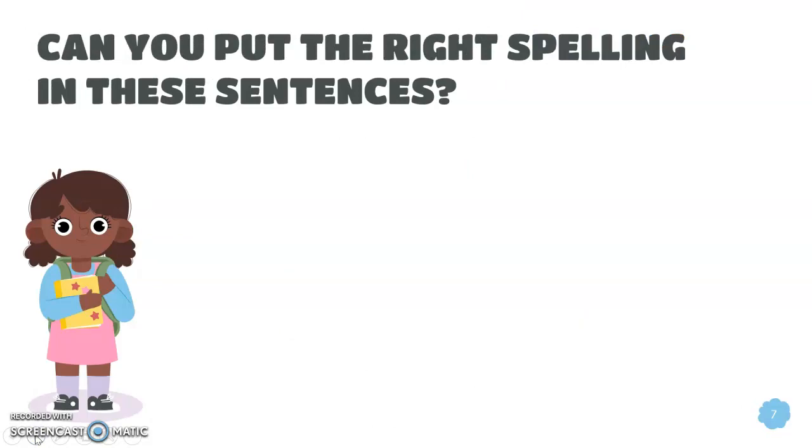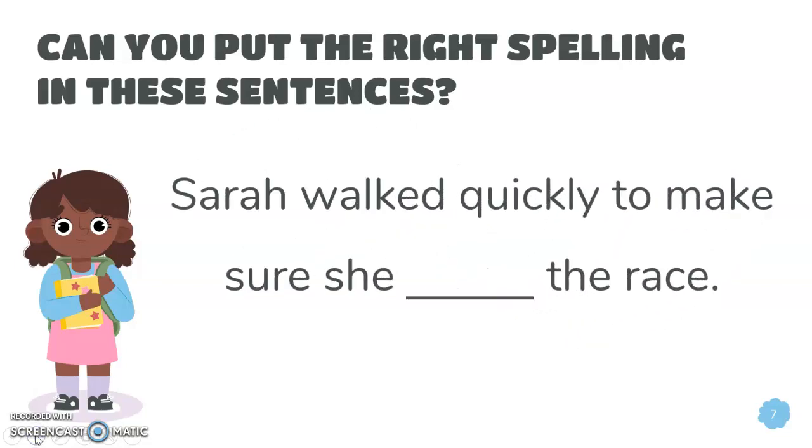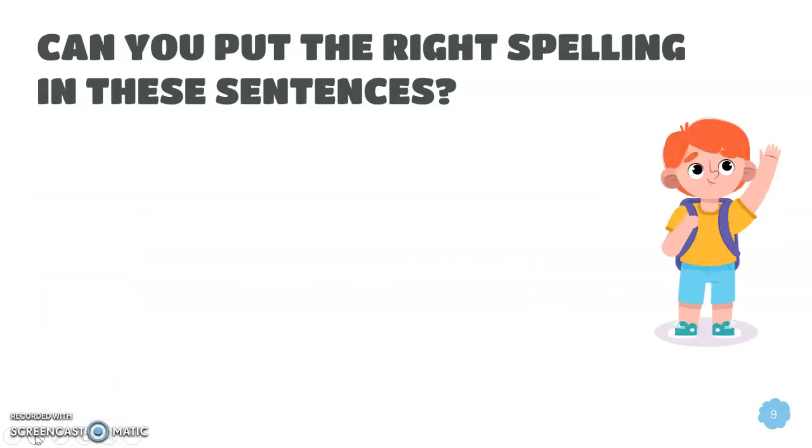Now, let's see if you can put the right spelling in these sentences. Grab your piece of paper and your pencil. Don't forget you can pause the video if you need to. Sarah walked quickly to make sure she blank the race. Sarah walked quickly to make sure she won the race. Well done if you said won the race and you spelt it correctly. Great job. Here's another one.